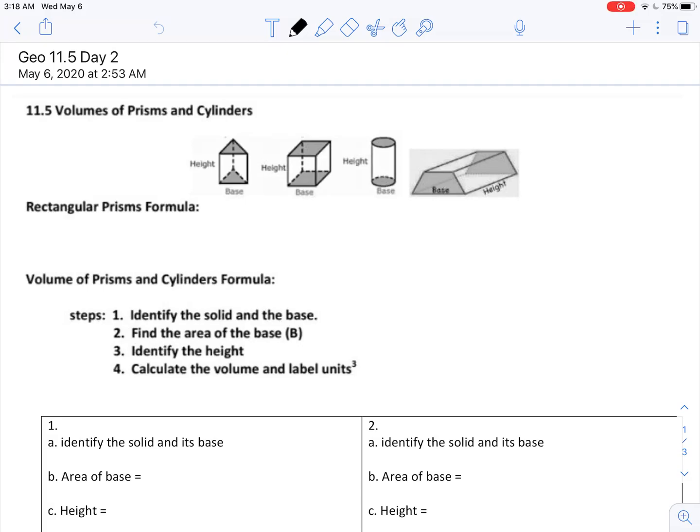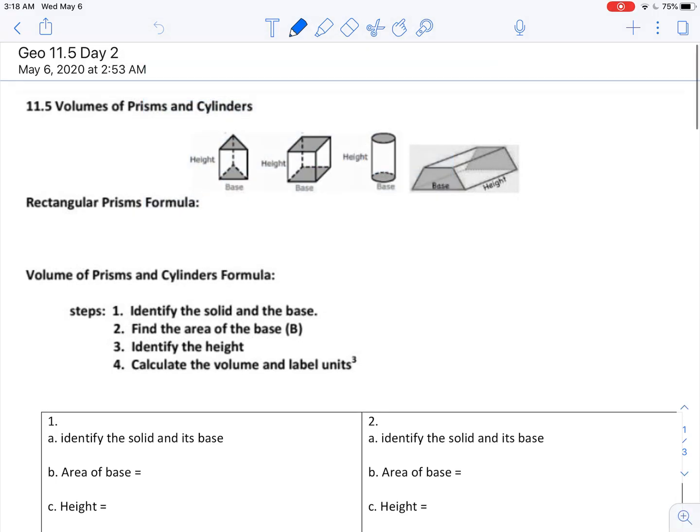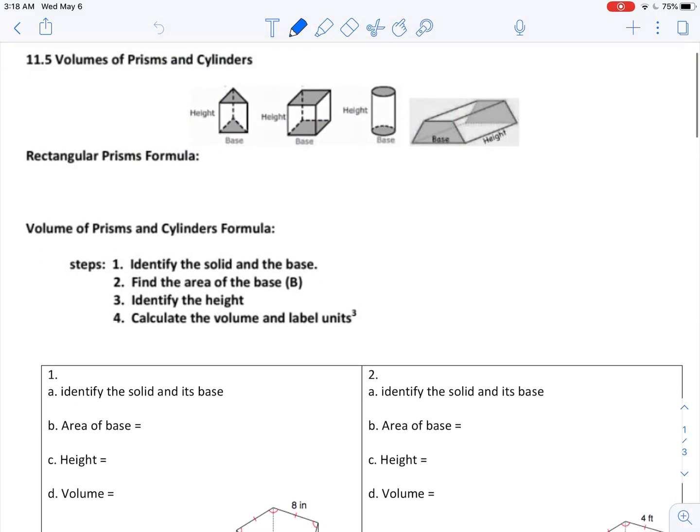Hey guys, good morning. I wanted to finish up 11.5. For right now, we're going to look at the volumes of regular prisms.